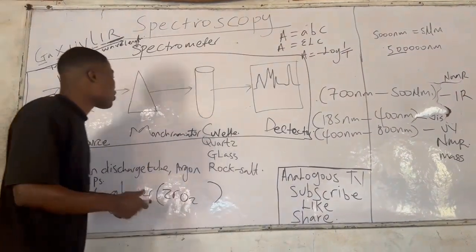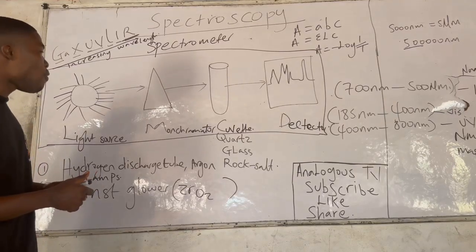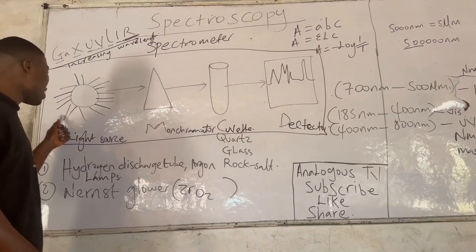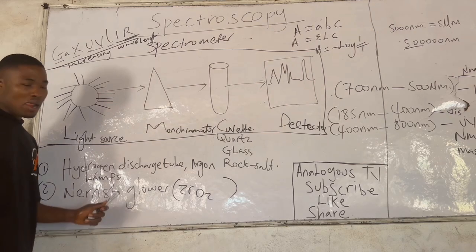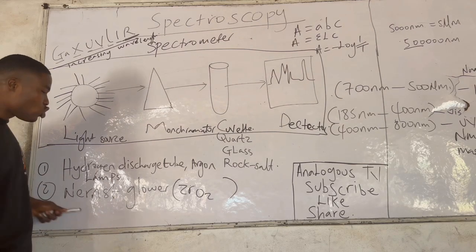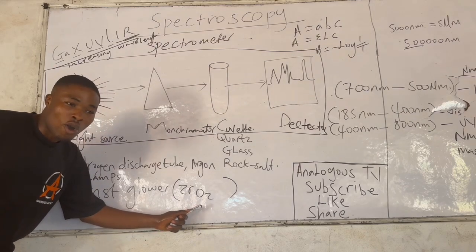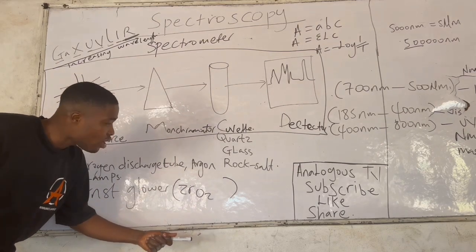Now, quickly for IR spectroscopy, the common source that can produce infrared ray light is the Nernst glower. The Nernst glower is actually an instrument made up of a transition metal oxide, such as zirconium oxide, or I can use what's it called?